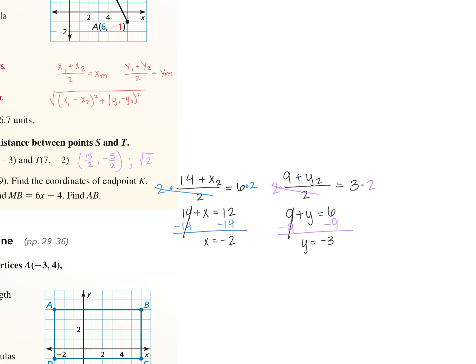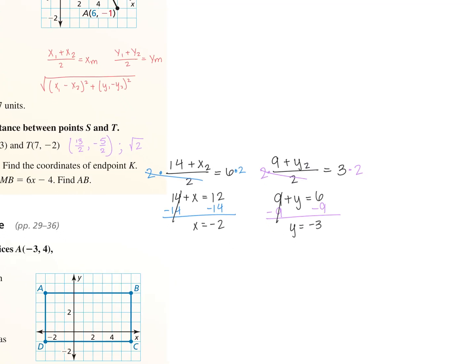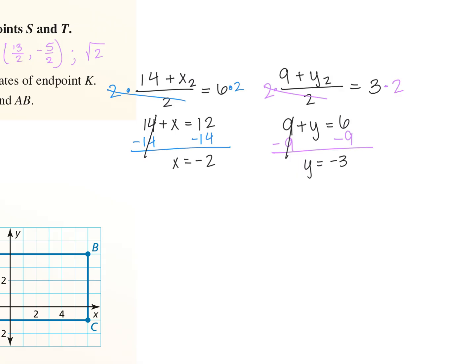Keep in mind it's asking for coordinates, so I have to write my answer as a coordinate pair. So for this one, my answer is going to be, let me get a darker green, -2, -3, and again, this is for number 12.